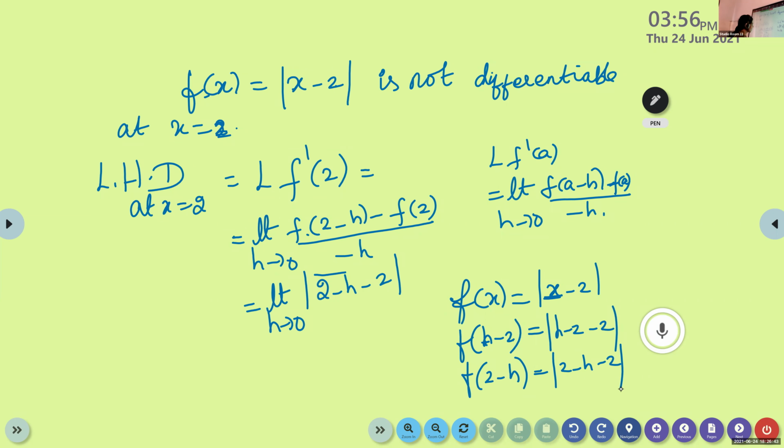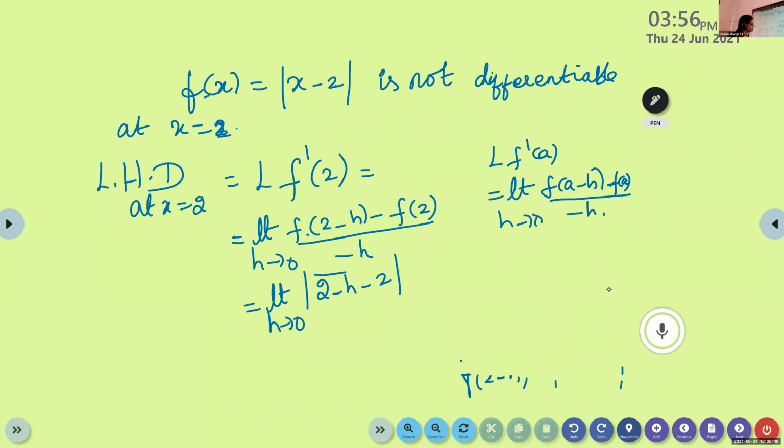Okay, the same way here, f of x is given as modulus of x minus 2. So what will be f of 2 minus h? So it is 2 minus h minus 2. 2 minus h is there in the place of x. So 2 minus h minus 2 minus f of 2. What is f of 2? Modulus of 2 minus 2 by minus h.